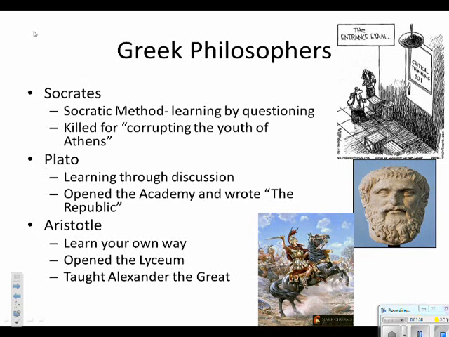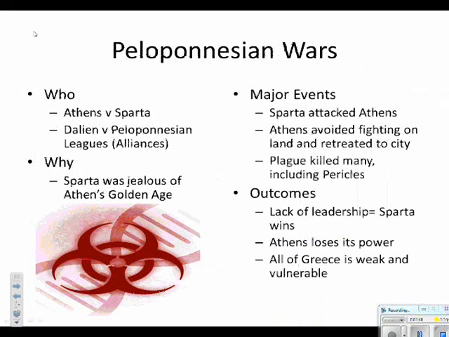But remember, it's not just Athens versus Sparta. It's also the alliances. So the Peloponnesian Wars is Athens versus Sparta. But again, it's also the Delian League led by Athens versus the Peloponnesian League led by Sparta. So really, this war is all of Greece. So why did it happen? Sparta was jealous of Athens' golden age and their success, and they wanted some too.